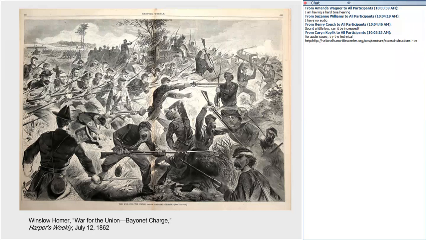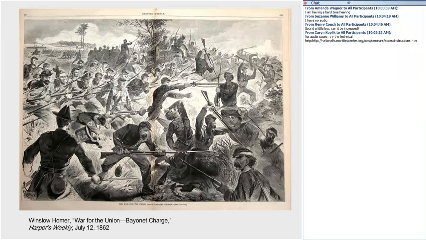But this might be an example of an image that would be interesting to show students at the beginning without much contextual background, and to see what they come up with, and then through a process of discovery and learning about the actual way in which battles were fought, come back and have them really look at it differently over the course of, say, an hour class.